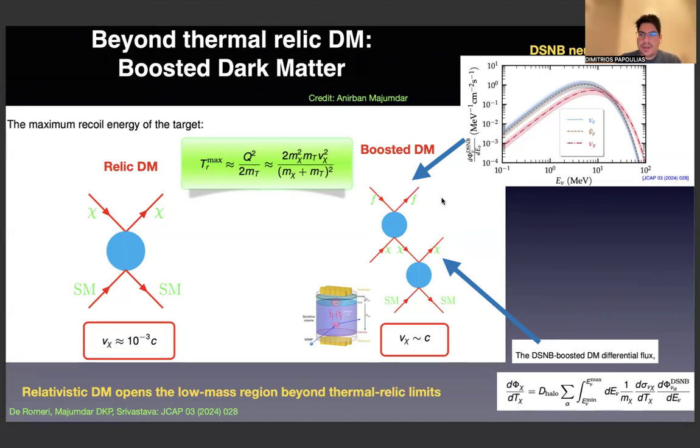So, it is important to notice that relativistic dark matter opens the low mass region beyond thermal relic limits. First of all, this is an inevitable component of dark matter, the boosted dark matter, but also it enables probing dark matter masses below the typical threshold of the current detection capabilities, given the various thresholds of the dark matter direct detection experiments.